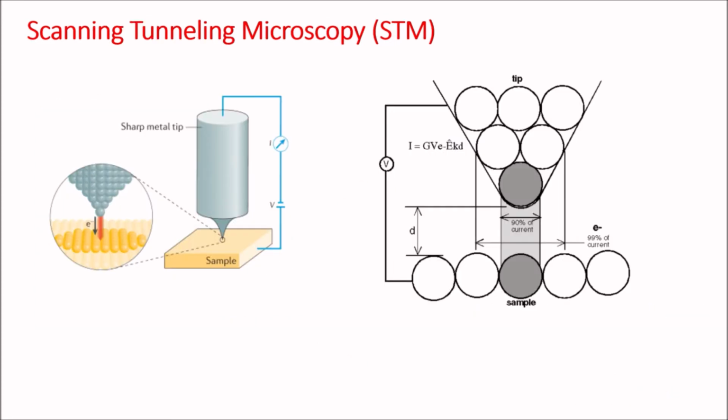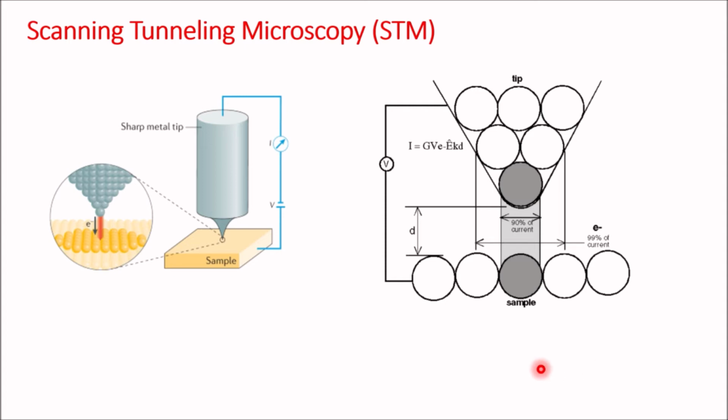Scanning tunneling microscopy was the first instrument to generate real space images of surfaces with atomic resolution. STM uses a sharpened conducting tip with a bias voltage applied between the tip and the sample. When the tip is brought within about 10 angstrom of the sample, the electrons from the sample begin to tunnel through the gap into the tip, or vice versa, depending upon the sign of the voltage across this.